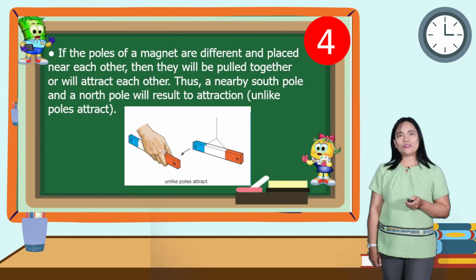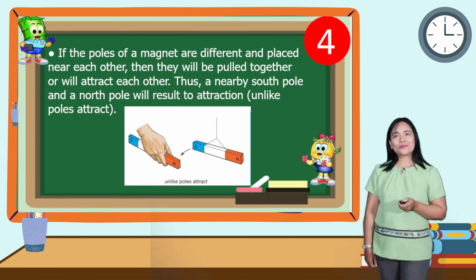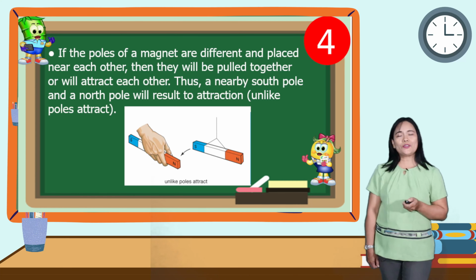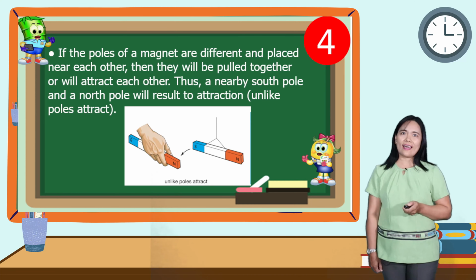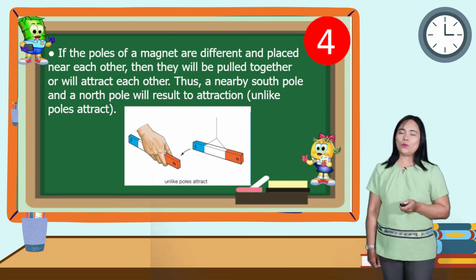If the poles of a magnet are different and placed near each other, then they will be pulled together or will attract each other. Thus, a nearby south pole and a north pole will result in attraction.